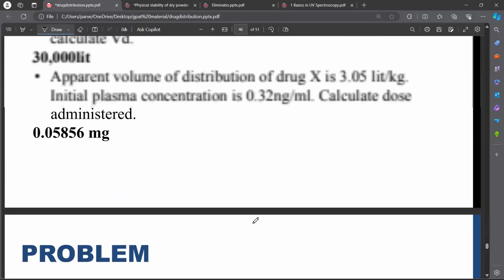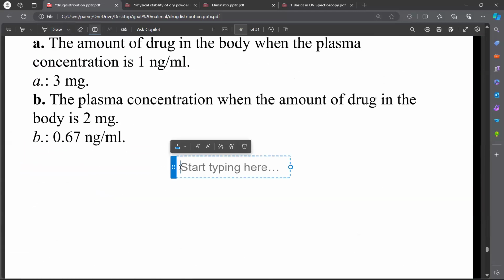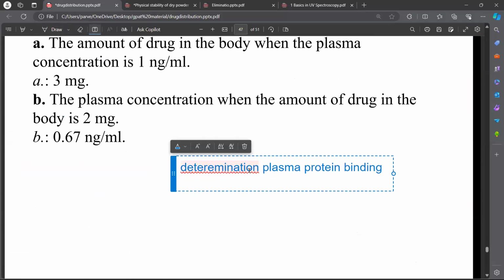Another important thing which we can discuss here is the determination of plasma protein binding. Determination of plasma protein binding can be done by two methods. One is the direct method, and the second one is the indirect method.